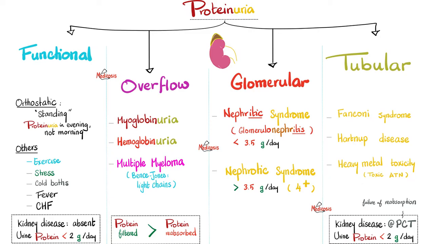Next, multiple myeloma, where you see Bence Jones proteins. What are they? They are the light chains of the antibodies, of the immunoglobulins, which are gamma globulins. Recall that globulins are plasma proteins.